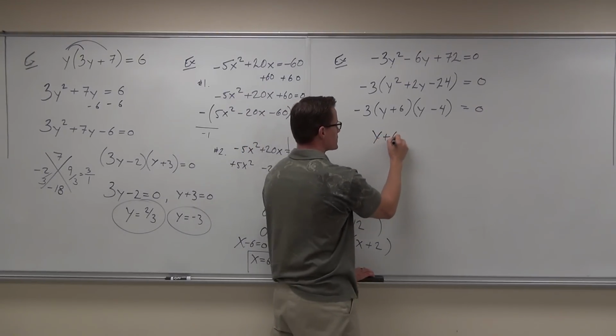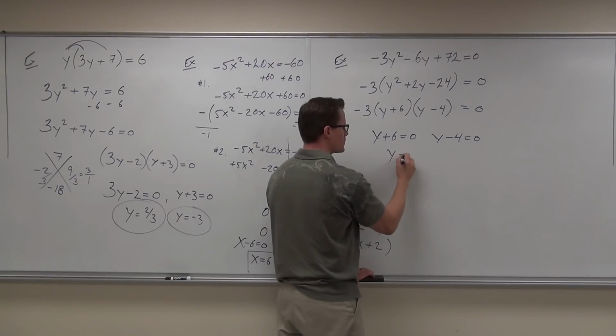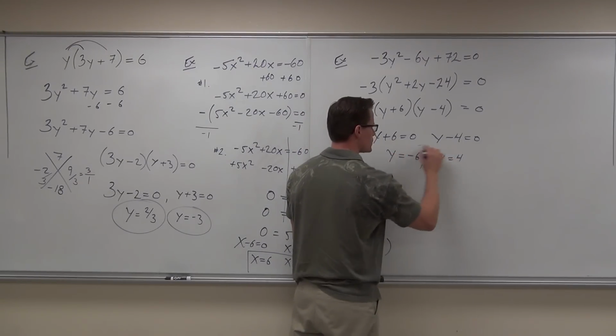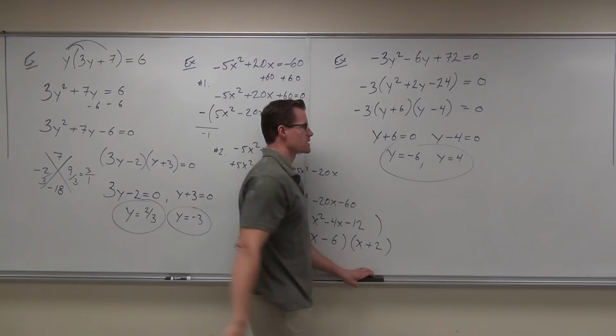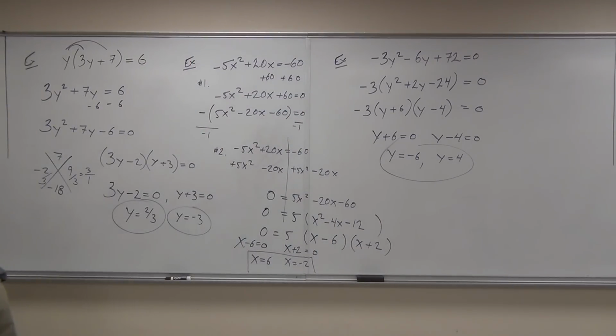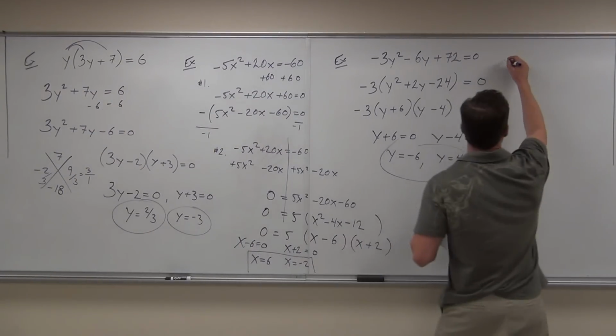So y plus 6 equals 0, and y minus 4 equals 0. What's y going to equal? -6. And positive 4. How many solutions? 2 solutions. Same solution. Show of hands, feel okay with that one? All right. Let's do another one.